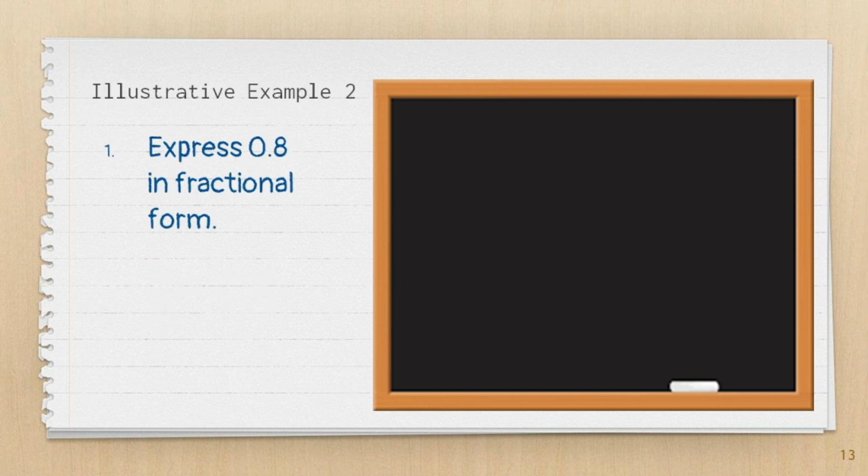Next, so we have express 0.8 in fractional form. So, gagawin naman natin si decimal na 0.8, gagawin natin siyang fraction. So, paano yon? Ano ulit basa natin dito? We have 8 tenths. Tama? Kasi nasa tenths siya. So, ibig sabihin, that's 8 over 10. So, pwede na siya in fraction form, but we can still reduce this to lowest term. Ibig sabihin, pwede pa natin siyang paliitin. So, si 8 over 10, saan natin siya pwedeng i-divide pareho?